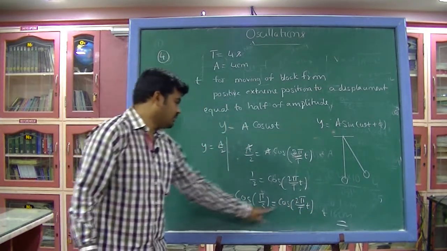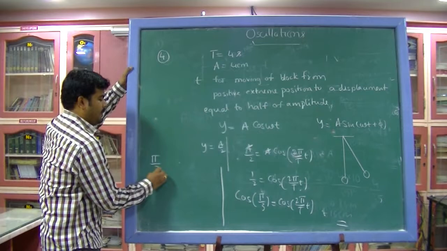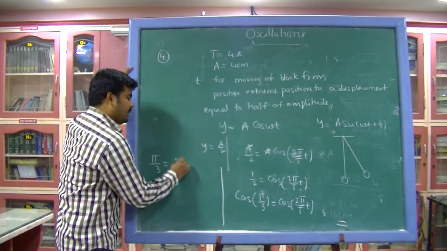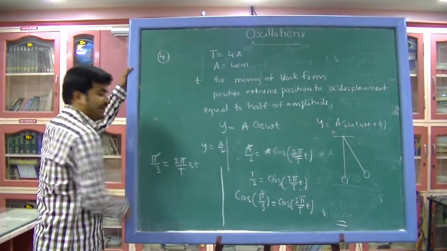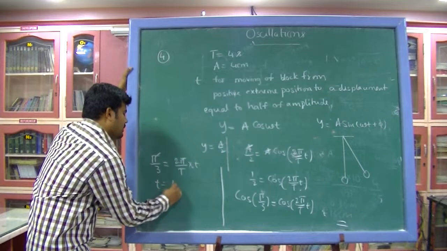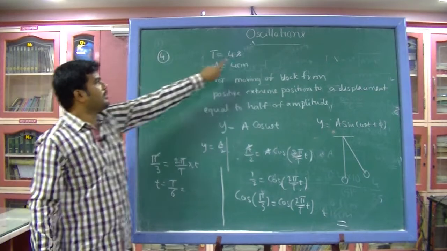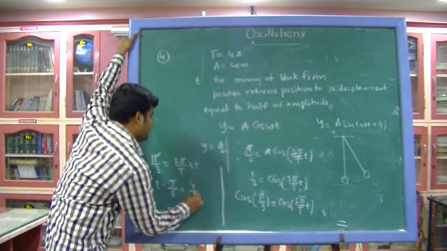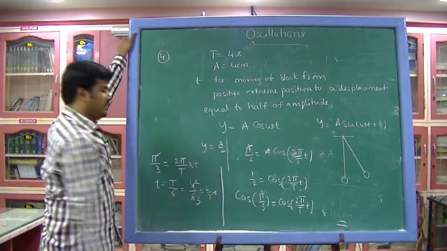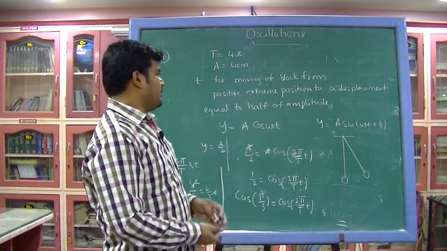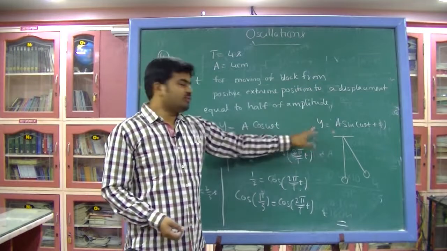So pi by 3 is equal to 2 pi by capital T into small t. Now getting the value of small t, pi gets cancelled, then t is equal to capital T divided by 2 into 3, that is 6. Capital T value is given in the problem, that is 4 seconds. So 4 divided by 6, it will be 2 by 3 seconds. That is the answer for this problem. So just apply the given condition by taking the standard equation of SHM, and we will get the answer.